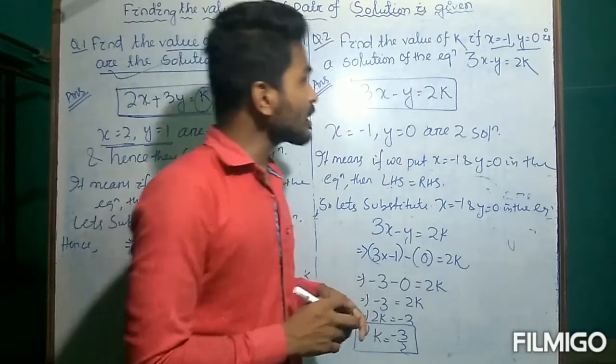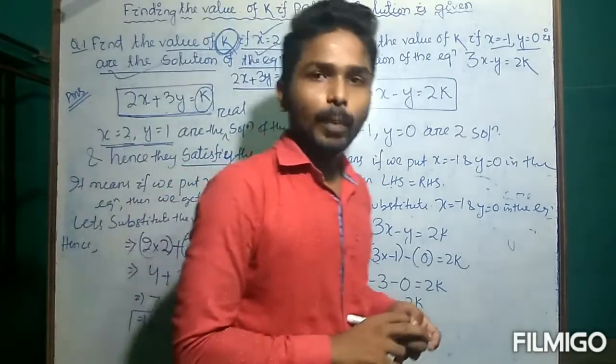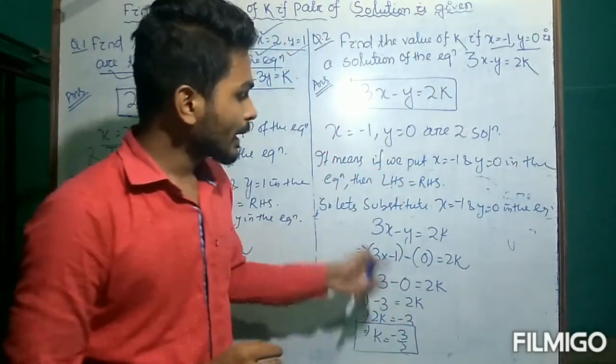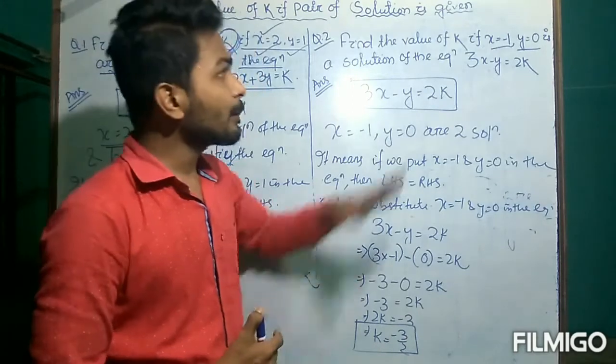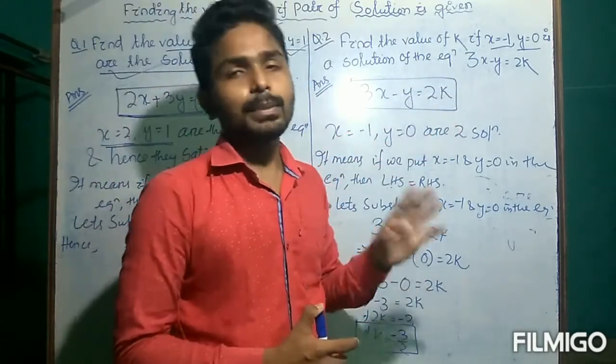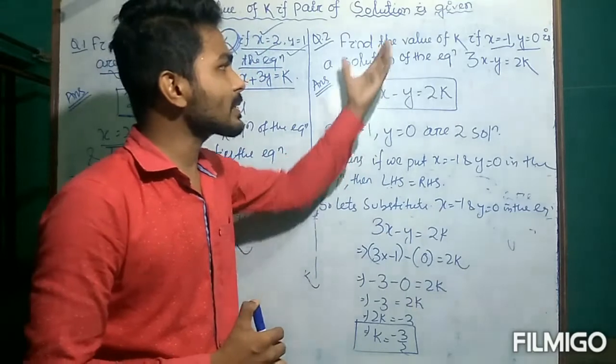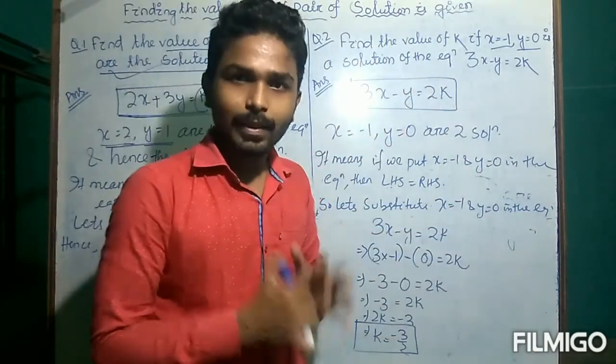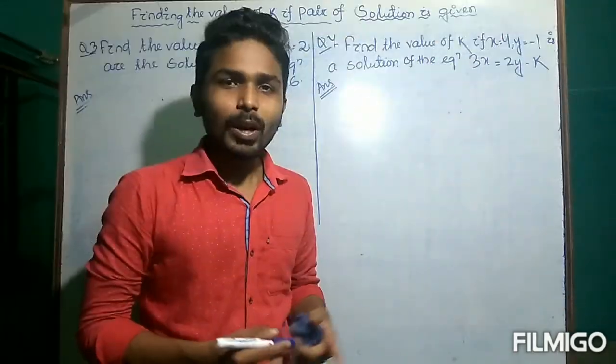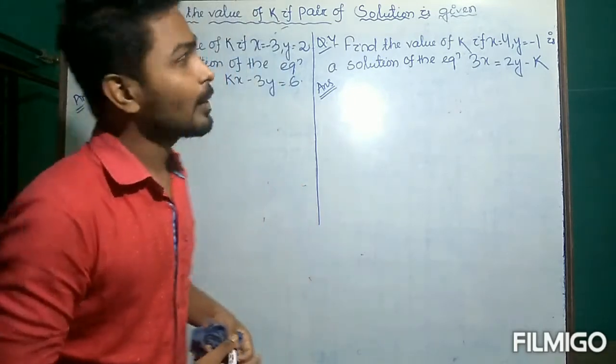So in this type of question, by substituting the value of x and y in the equation, we can get the value of k. Why? Because these two are the real solution. That means they satisfy the equation and LHS is equal to RHS in this case. Understood? And let us do other two questions with similar type.